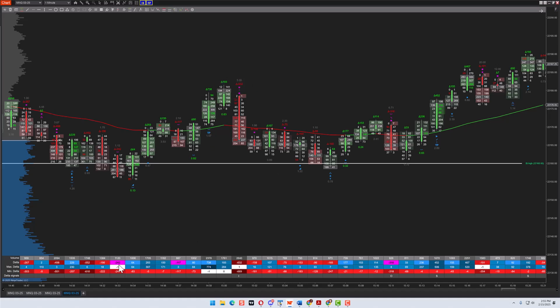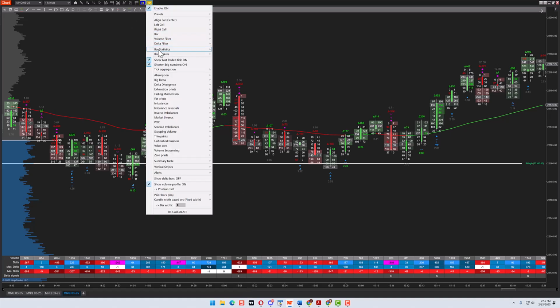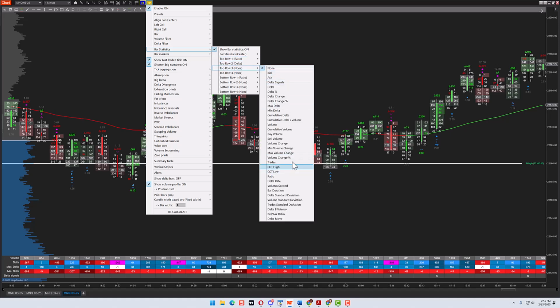Right, so I can get all of this, pretty much anything I can get down here, I can get in the bar stats. Maybe not everything, but pretty close to it. So if I went to the next one here, what else do I want here? Do I want delta standard deviation? Do I want min volume change? I won't go through all of them. Min max delta, right? Which you see I have down here, min max delta. So I can put them on the candle if I choose to.